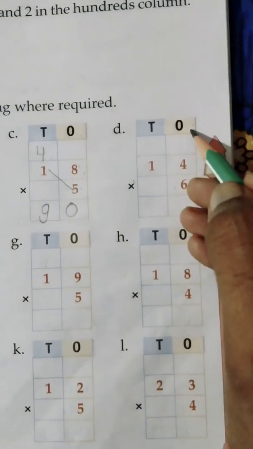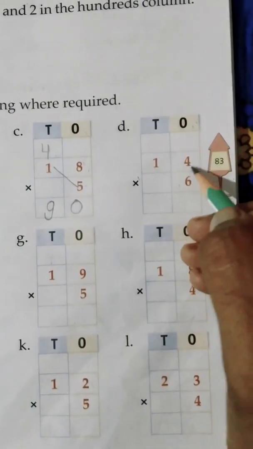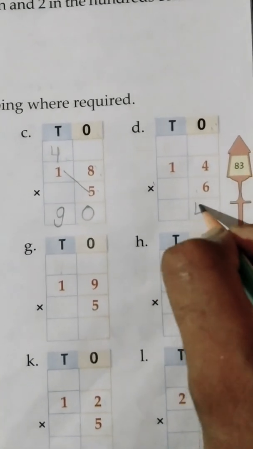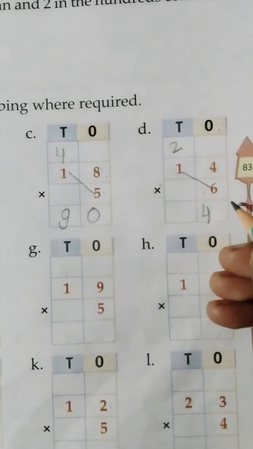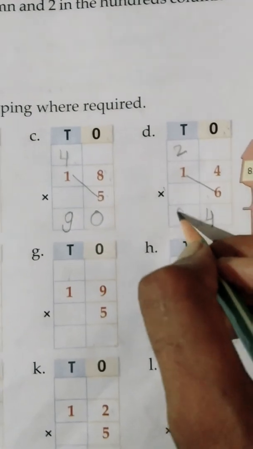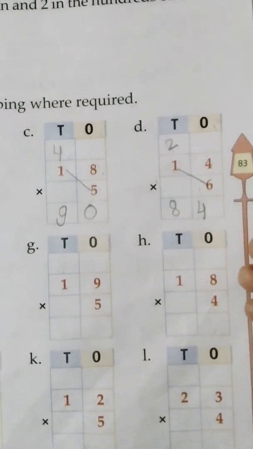So firstly solve the ones position number. 4 into 6. 4 6s are 24. So we will write 4 and 2 here. And then 1 6 is 6 plus 2, 8. Okay, answer is 84. Clear?